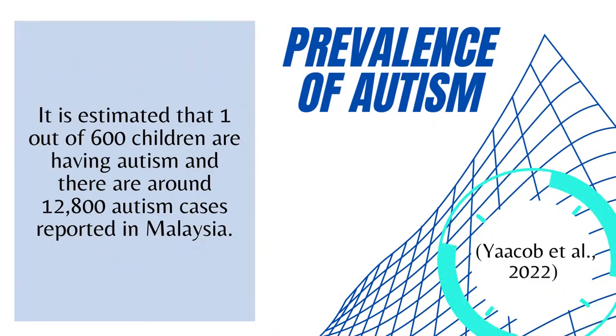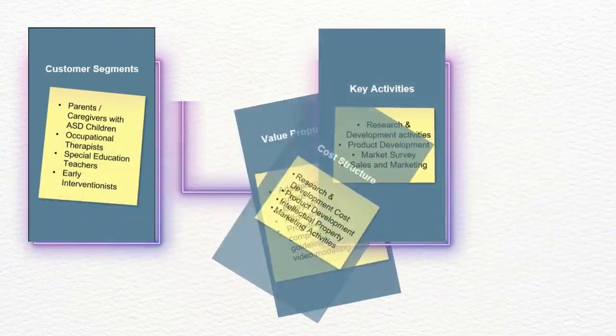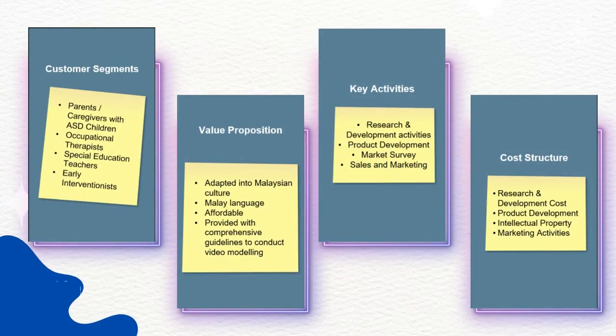As there are around 12,800 autism cases reported in Malaysia, it is believed that this module will benefit the parents or caregivers of ASD children as well as the healthcare professionals in providing the best intervention.